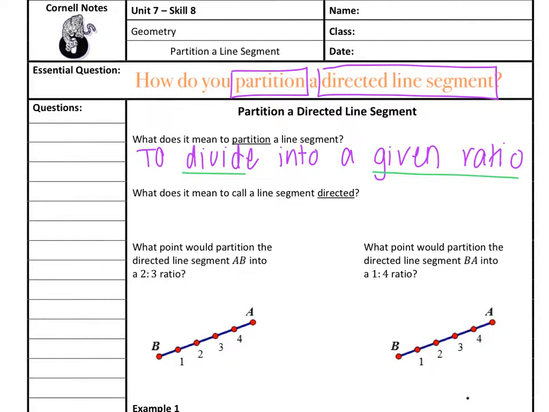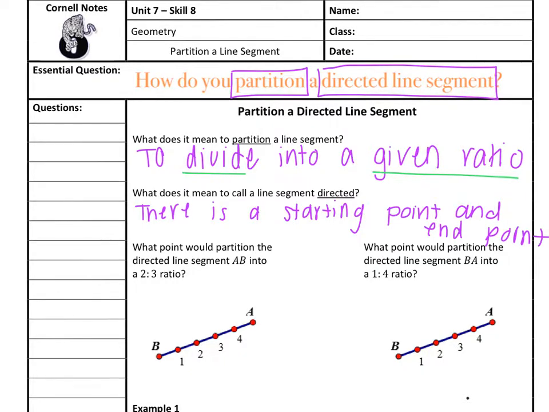All right? Now, what does it mean for a line segment to be directed? What it means for a line segment to be directed is there is a starting point and there's an ending point. It has to go in a specific direction. So what does it mean to call a line segment directed? There is a starting point and end point.